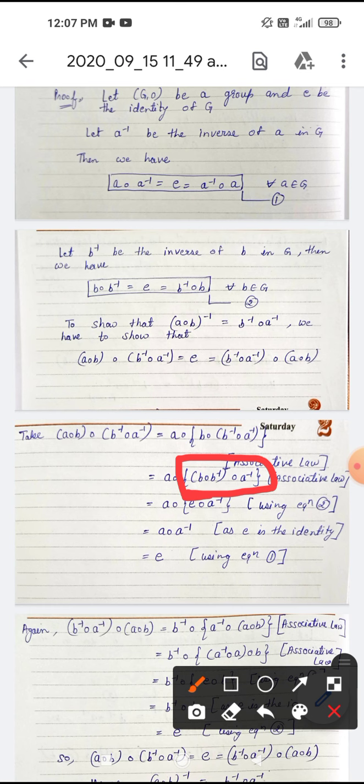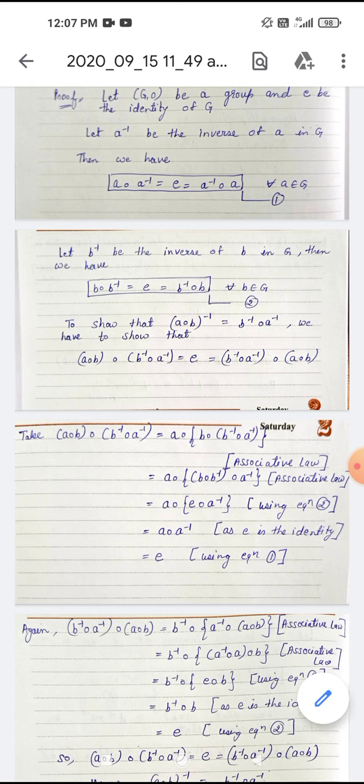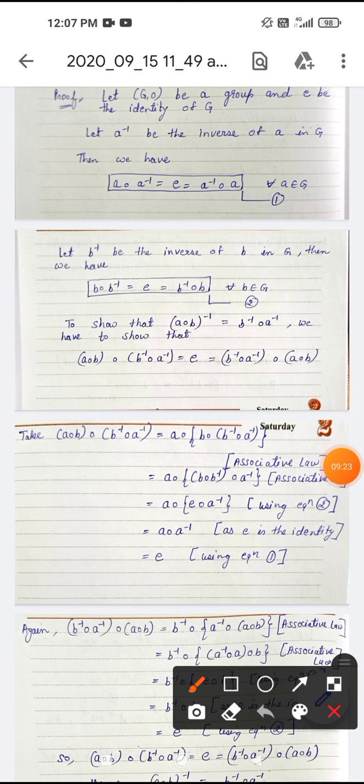Now B operation B inverse is identity. In equation 2 we have B operation B inverse is E. So we are left with E operation A inverse. E is the identity element. So E operation A inverse is A inverse. So finally we will get A operation A inverse, which is E, by using equation 1.